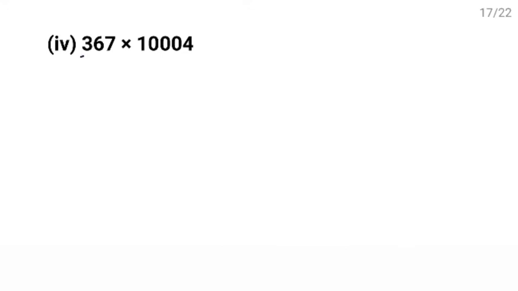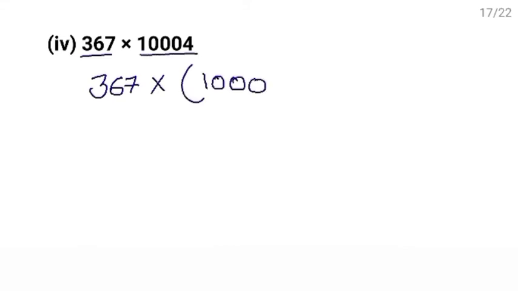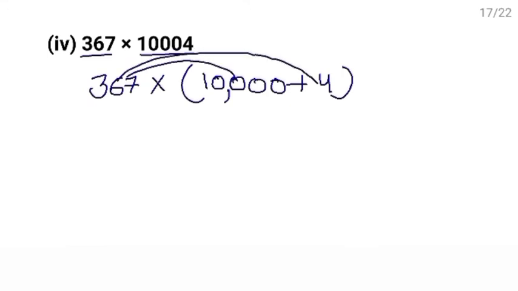Let's do one more part. Multiply this 367 by this number. Write this number in the expanded form. This is 10,000 plus 4. Distribute this 367 to both these numbers inside the bracket.